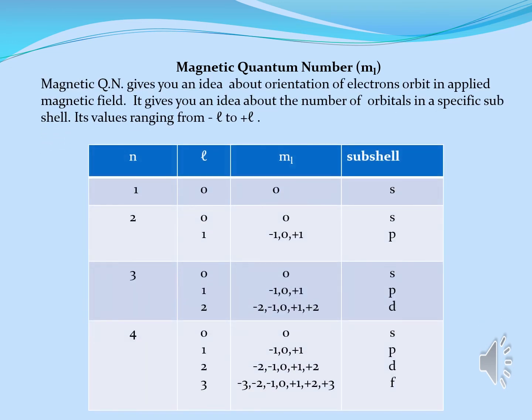The third quantum number gives you an idea about the orientation of the electron's orbit in an applied magnetic field. It further provides an idea about the number of orbitals in a specific subcell.